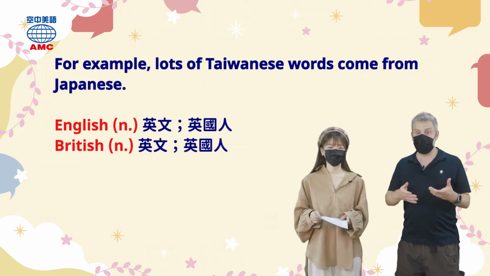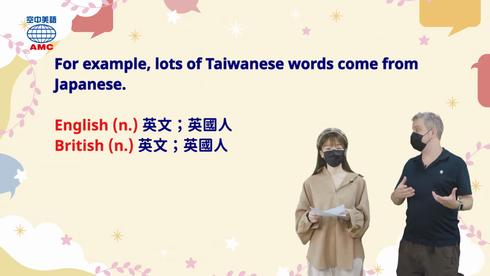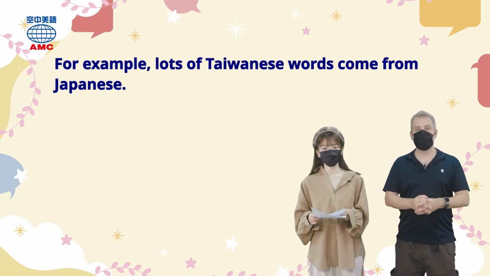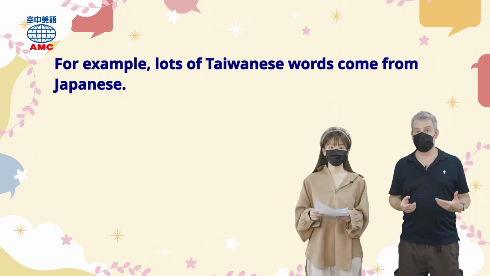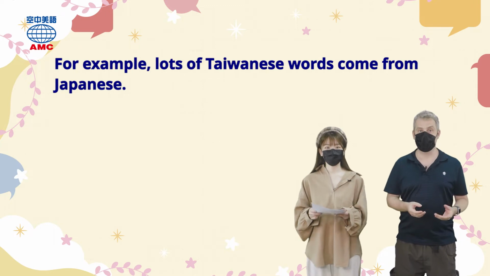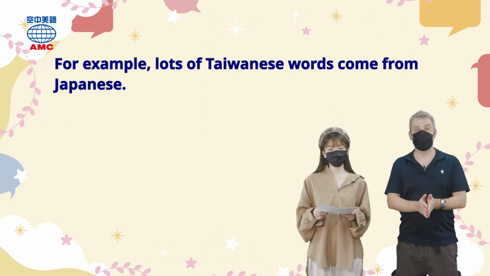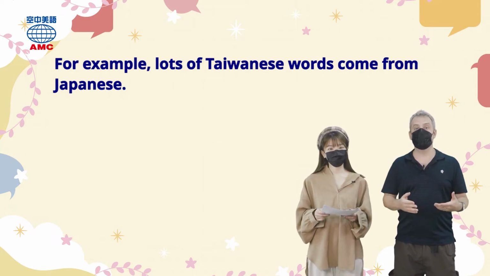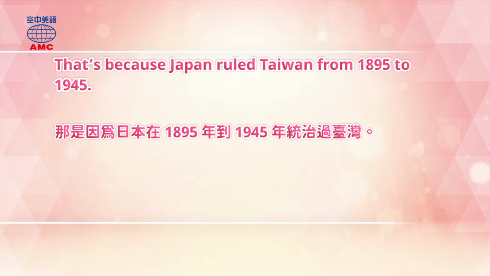And I could say I speak English or British English. Okay, so why are there Japanese words in the Taiwanese language? You can probably guess the answer if you know some recent history. The article says, that's because Japan ruled Taiwan from 1895 to 1945.